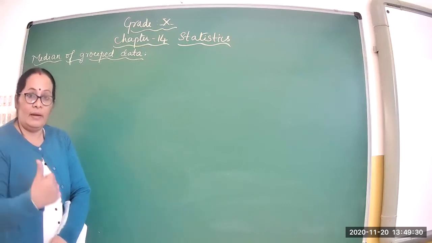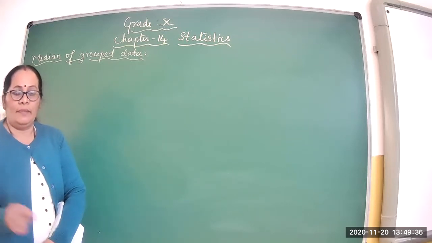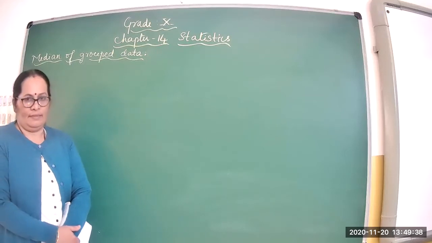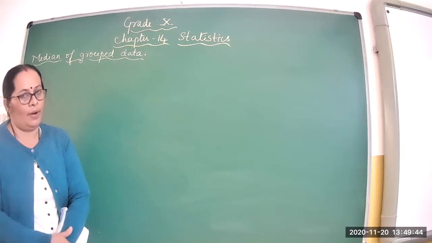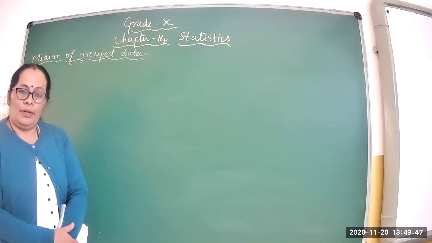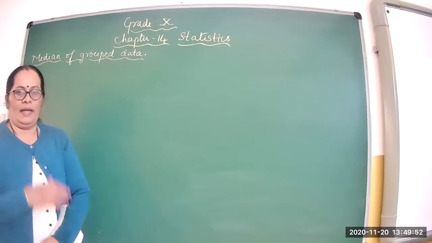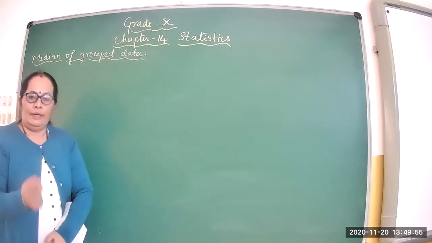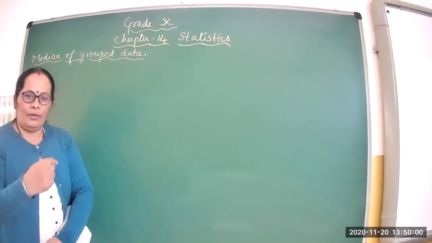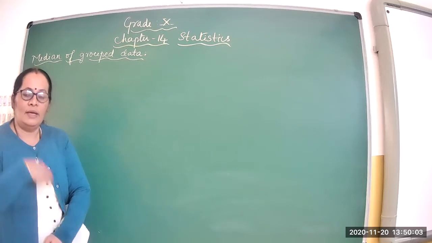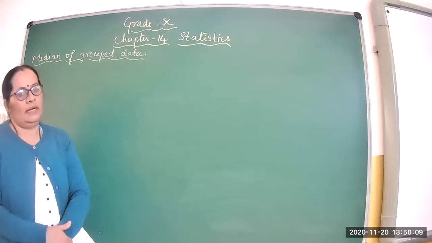At first, prepare the frequency table. Second step, find cumulative frequencies for all the class intervals. Third step, find n by 2. N is the total number of frequencies. Using n by 2, you need to locate the median class. Once we get the median class, note down the lower limit of the median class, frequency of the median class, and cumulative frequency of the preceding class.